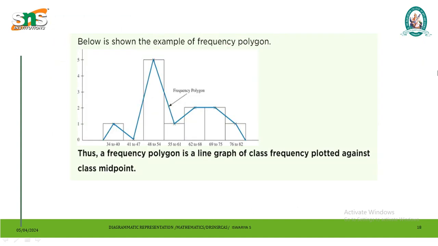So this is an example of a frequency polygon graph. Thus a frequency polygon is a line graph of class frequency plotted against class midpoint.